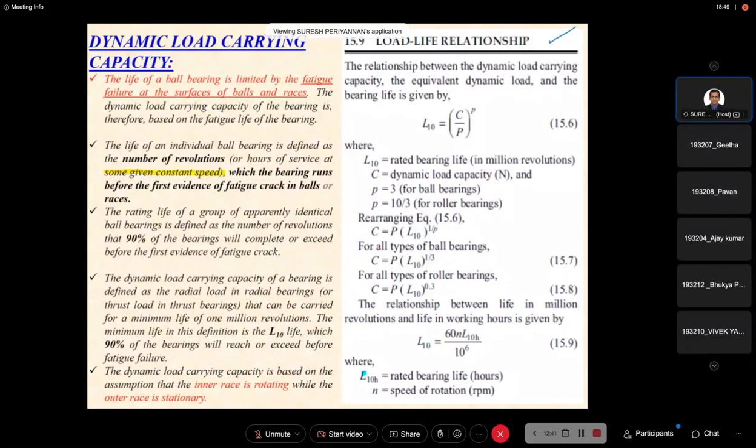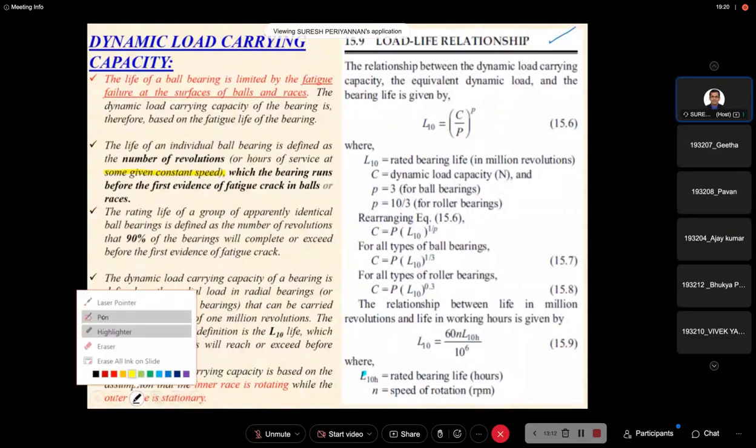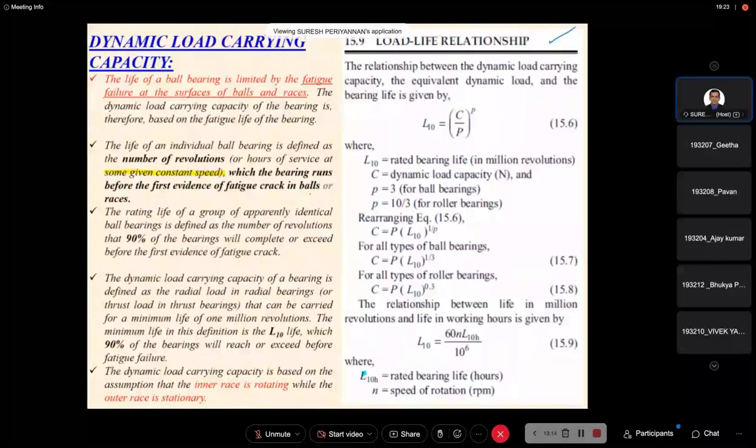Now we just have to understand that the life of an individual ball bearing is defined as the number of revolutions, or in terms of working hours at a given constant speed, which the bearing runs before the first evidence of a crack. Now, what is the meaning of it? See, now you take a bearing. The bearing life you already predicted is 100 millions of revolutions. Now I am telling that the bearing life is 100 millions of revolutions.